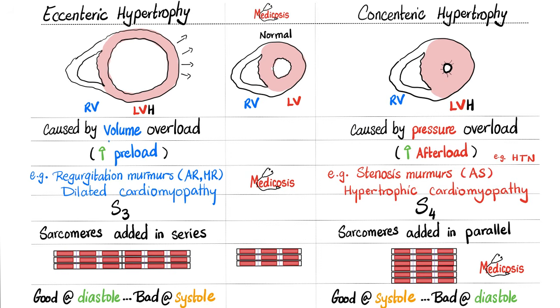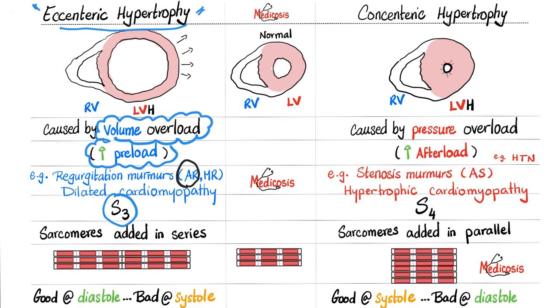Again, as we have discussed before, if there is volume overload or increased preload on the left ventricle, it shall undergo eccentric hypertrophy and we expect S3 heart sound. The regurgitating murmurs such as aortic regurge and mitral regurge can lead to S3 heart sound because of the eccentric hypertrophy because of the volume overload.